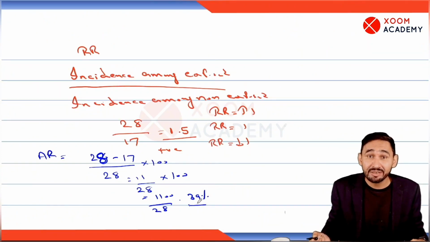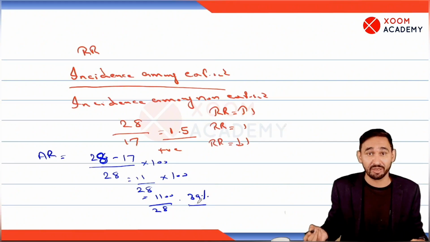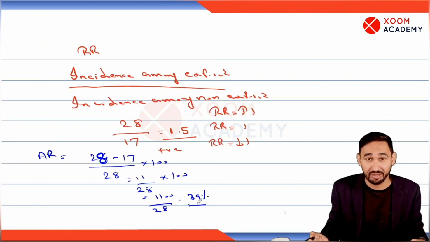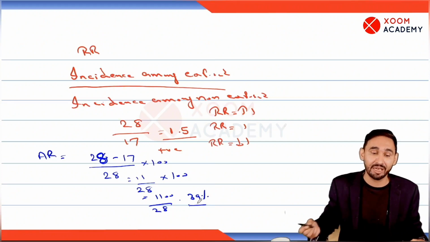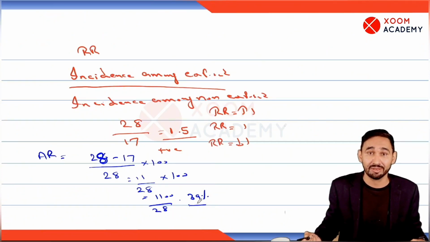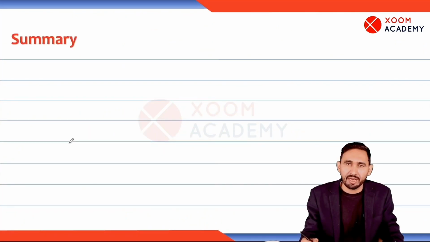We have calculated incidence. Incidence among exposed was greater than incidence among non-exposed. We calculated relative risk. It was greater than 1. We calculated attributable risk. It was greater than 0. So there was positive association in our study. We will summarize the session.